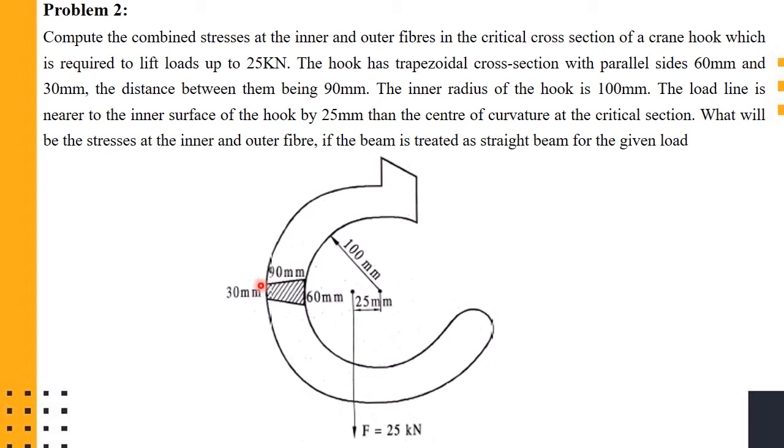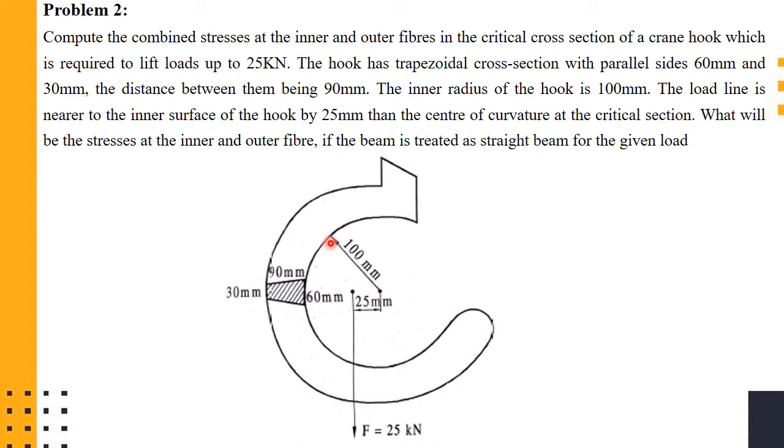Let's say this figure is given in the problem itself. So the trapezoidal cross section is like this. The 30 mm is at the outer fiber, and 60 mm is at the inner fiber, and the distance between the two parallel sides is 90 mm. And they have said the hook has an inner radius of 100 mm. So this is the center of curvature.